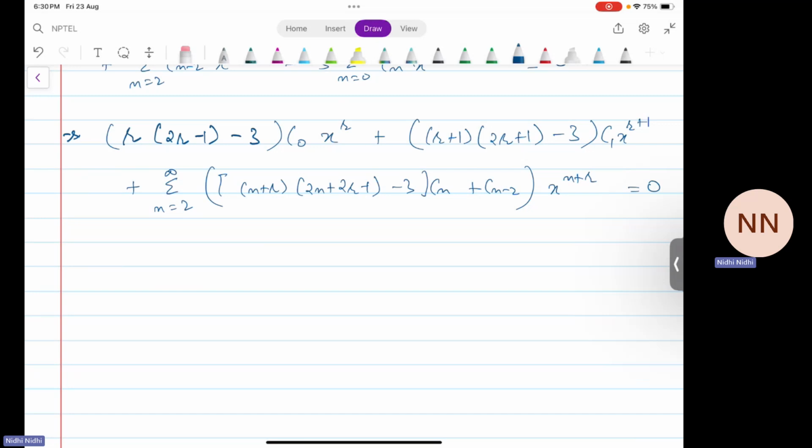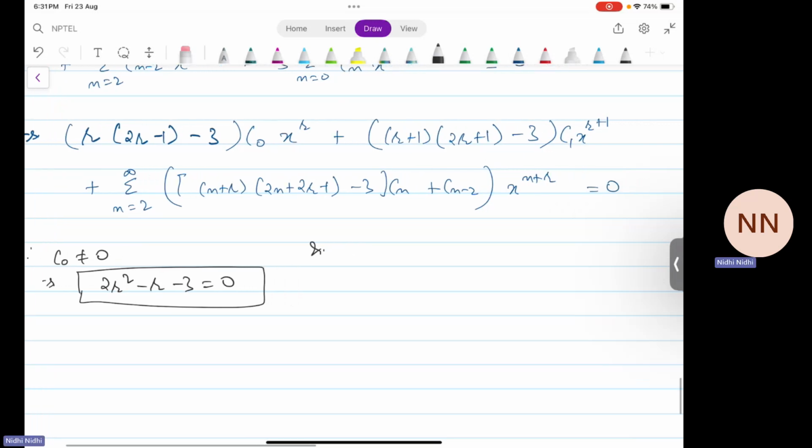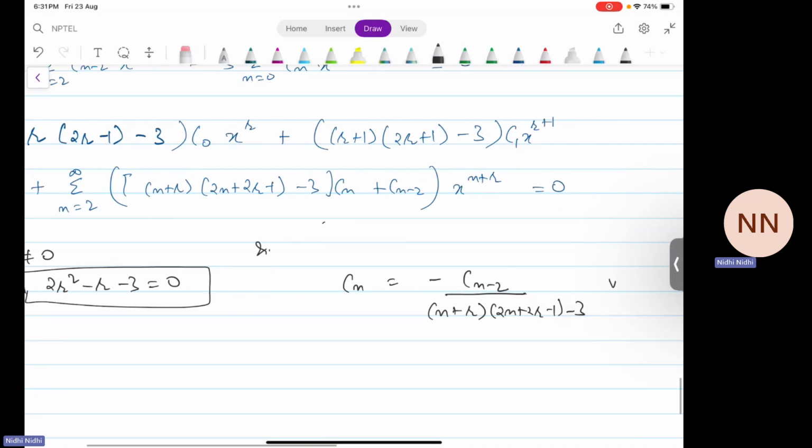So again, since C naught is non-zero, we get 2r square minus r minus 3 equal to 0. This is our indicial equation. And from this sum, we'll get Cn is equal to minus Cn minus 2 by (n plus r)(2n plus 2r minus 1) minus 3, for every n greater than or equal to 2.